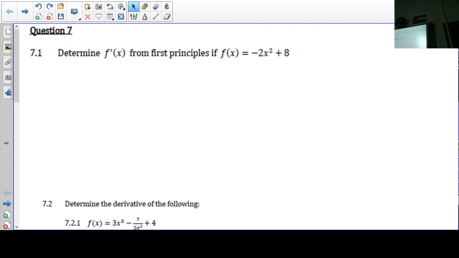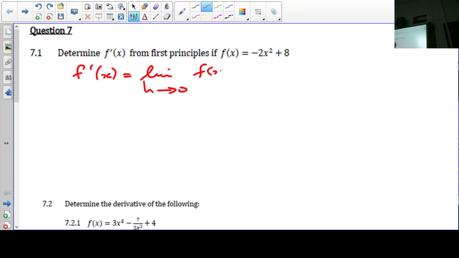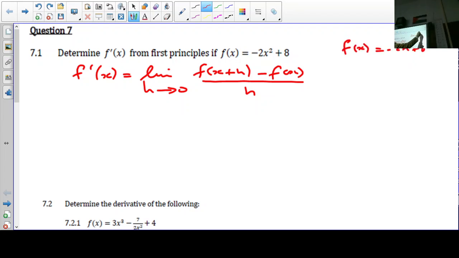The question says, determine f prime x from first principles if f of x equals negative 2x squared plus 8. So the formula we use here is f prime x equals the limit as h approaches 0 of f of x plus h minus f of x all over h. Remember, f of x is negative 2x squared plus 8. So f of x plus h, wherever I see an x, I'm going to replace it with x plus h. So it's x plus h squared plus 8.